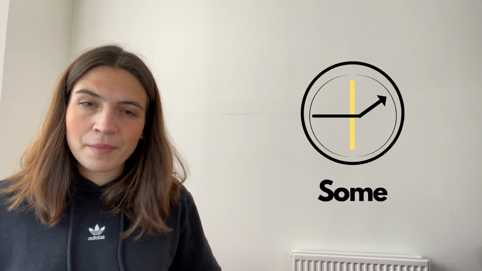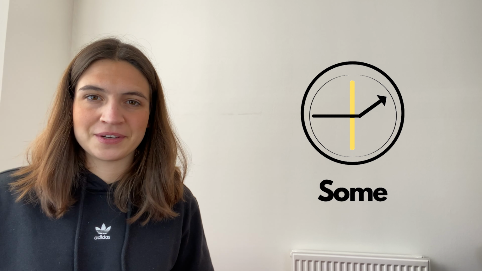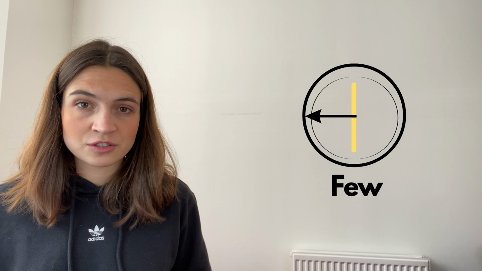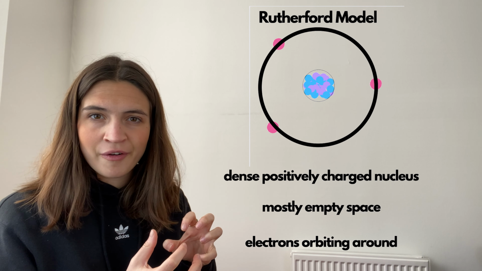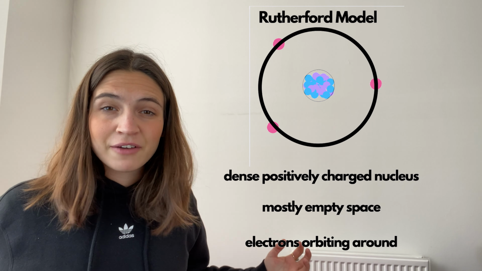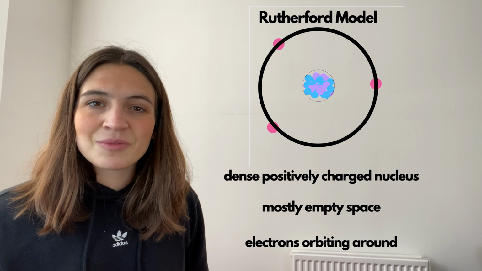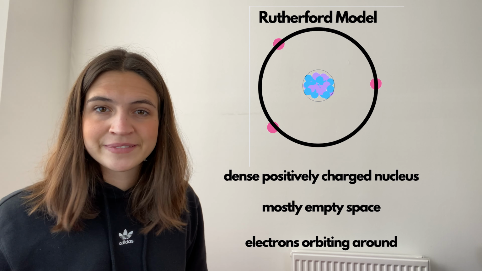Some of my alpha particles went straight through. Some were deflected slightly by the foil, and very few alpha particles were reflected right back. That result was very shocking. It was likened to firing a bullet at some tissue paper and then expecting that bullet to bounce off the tissue paper and head back towards you. Okay, now let's have a look at the model that came from these results. We have a small, positively charged, dense core of our atom called the nucleus. Then we have loads of empty space, and then we have our electrons orbiting around this nucleus.